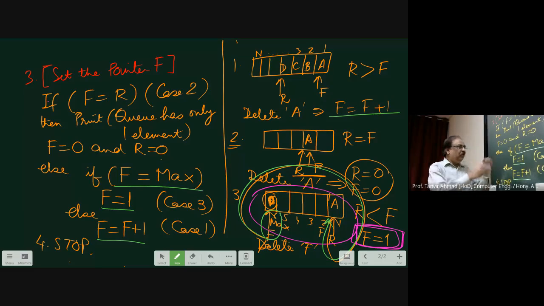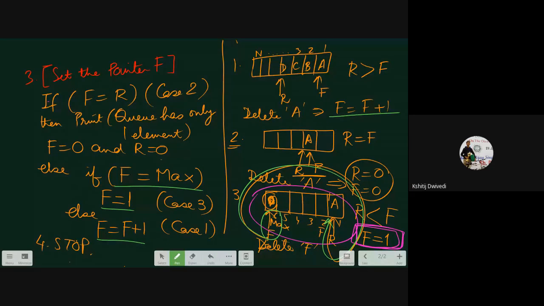If you write in other ways, you will have to write a lot of if else. If I write this way, I can do it with a single nested if. It checks the first condition; if true, case 2. If it is not, then check the third condition; if true, then F is equal to 1. If it is not 2 and 3, then it has to be 1. So there are only 3 possible deletion cases. Now it is going to give you F plus 1, and now you have set the pointer F over here. Is it clear?